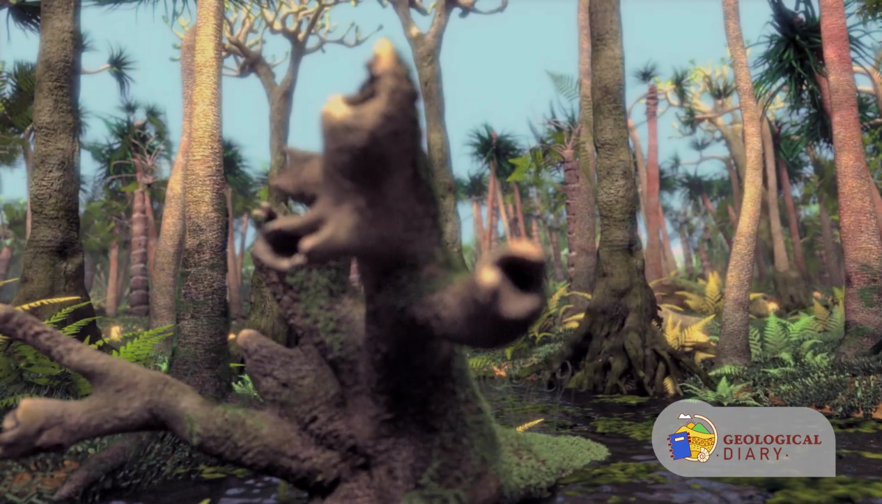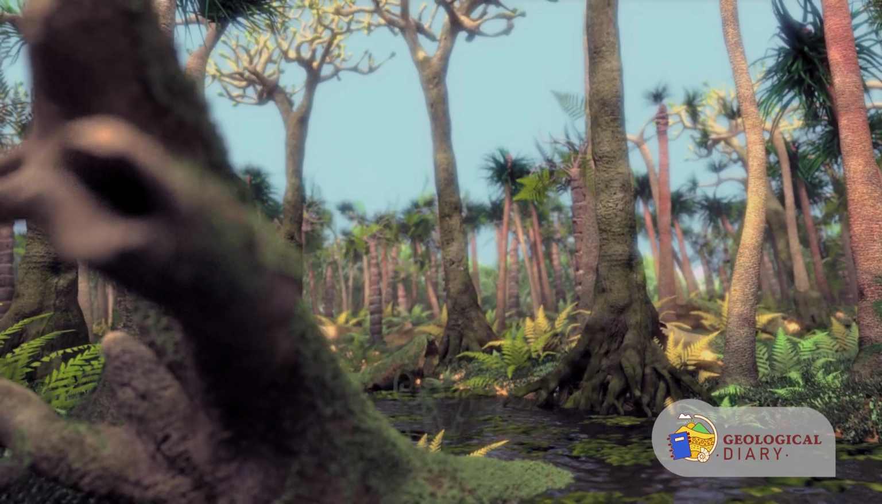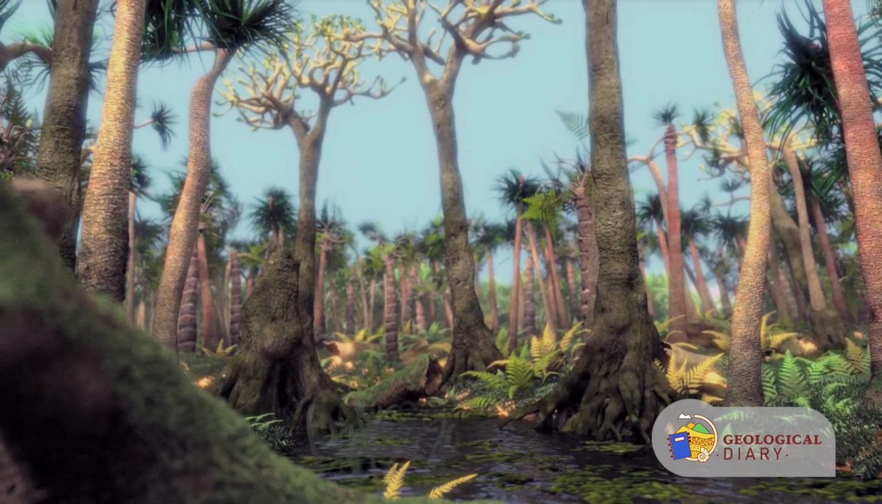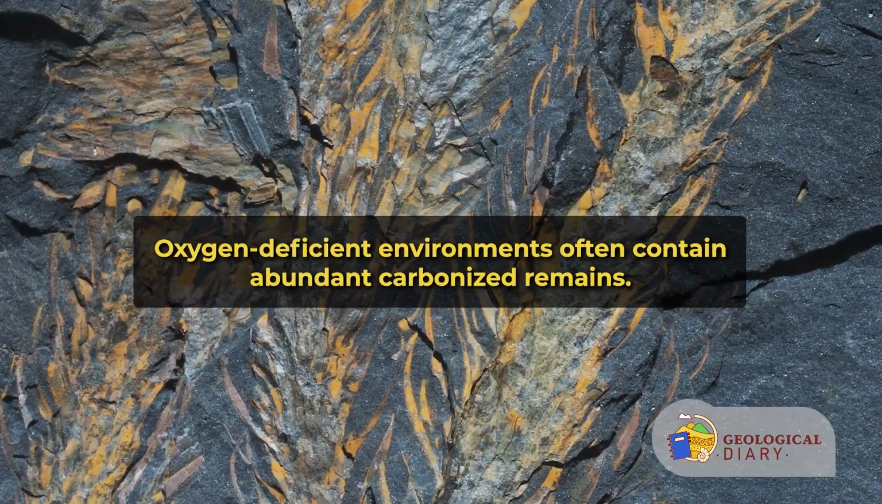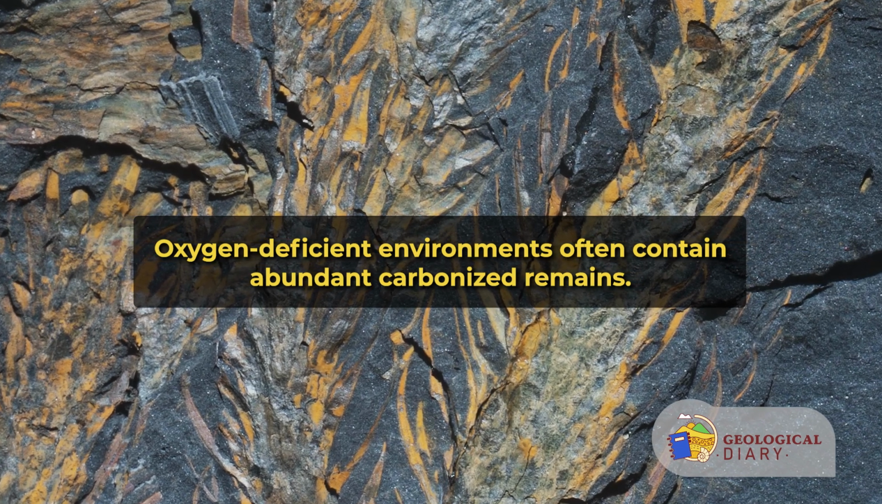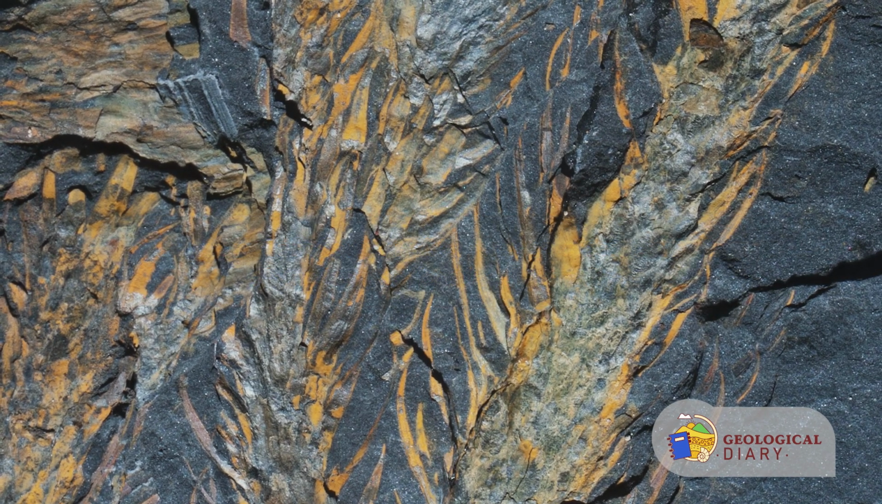For example, certain types of black fissile mudstone known as shale, deposited as organic-rich mud in oxygen-deficient environments, often contains abundant carbonized remains, as dysoxia and anoxia lead to better preservation.